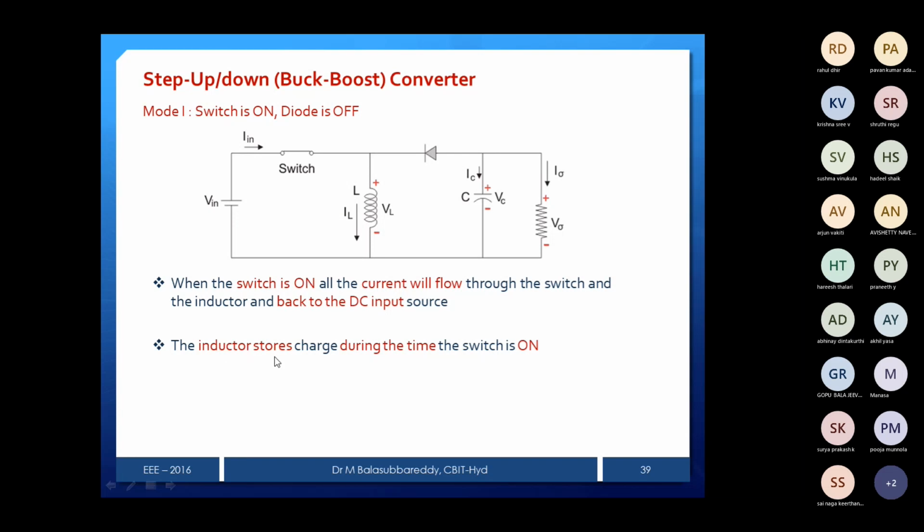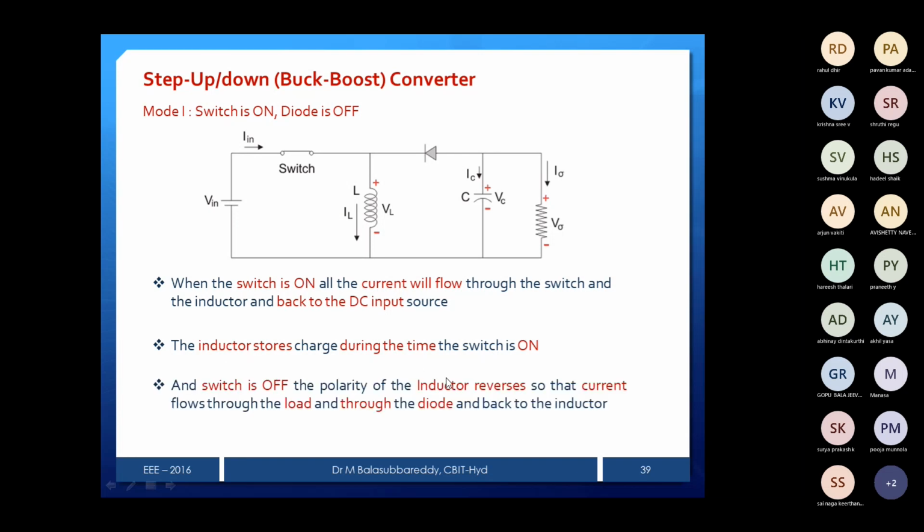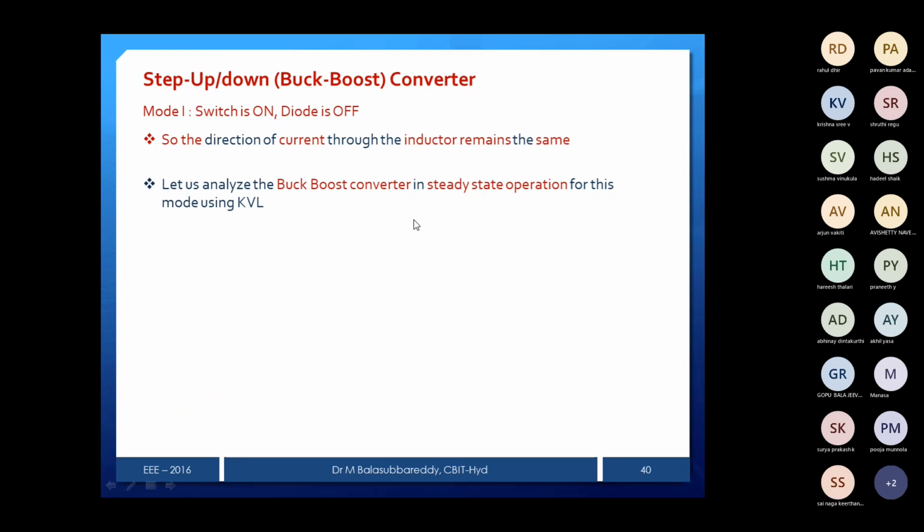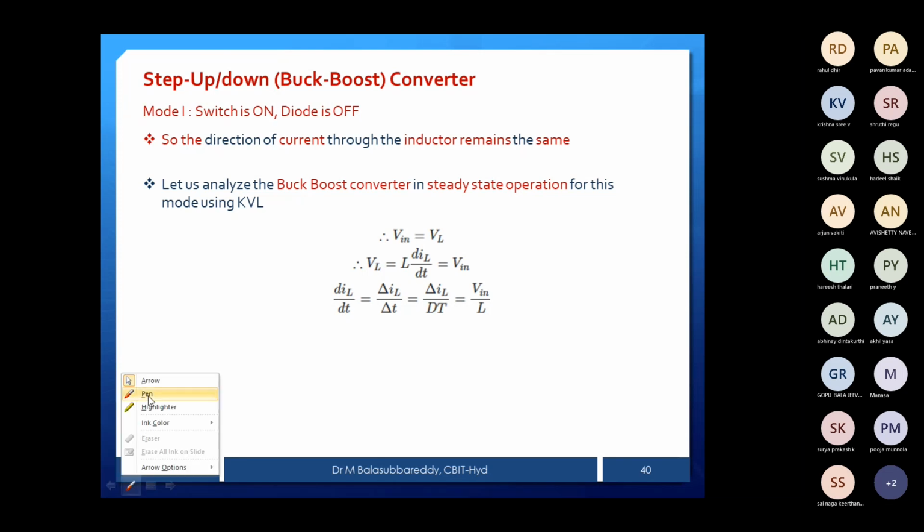And that's what the inductor stores, the energy during the on condition. When the switch is off, the polarity of the inductor will reverse and the diode is going to be forward biased, connected back to that of the source. This way the diode will be forward biased. And you can apply KVL: the input is equal to the inductor voltage, same as the input, and L dI by dt, again the same notation. The buck boost chopper up to this is the same, Vin by L.